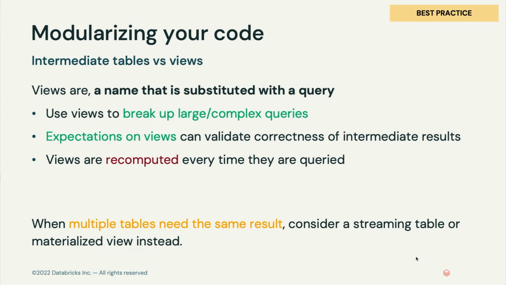But the thing you have to be aware of is views, just like outside of DLT, are recomputed every single time you query them. So if you are reading the same query 4 or 5 times, you're recomputing that thing 4 or 5 times. It might be more efficient to create a streaming table or materialized view, because then it will get computed once, and everybody can share those results.